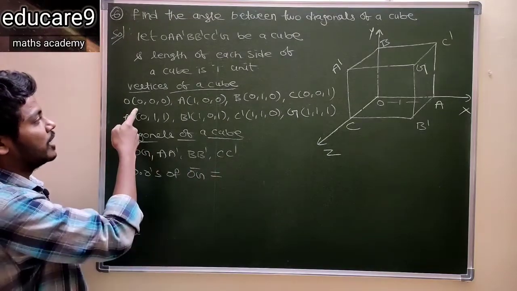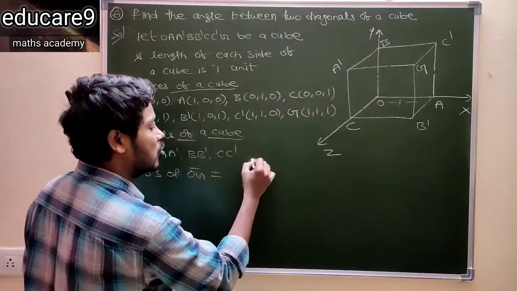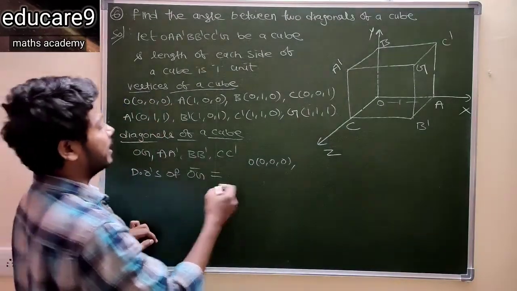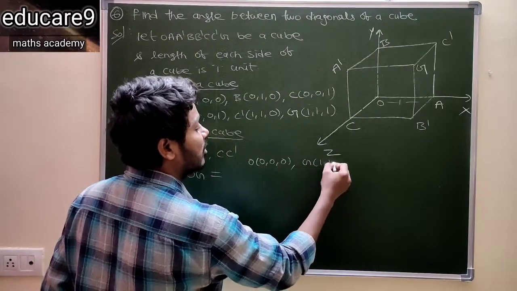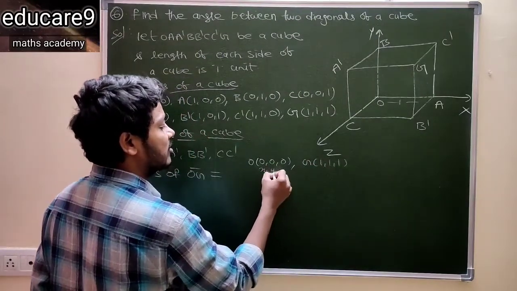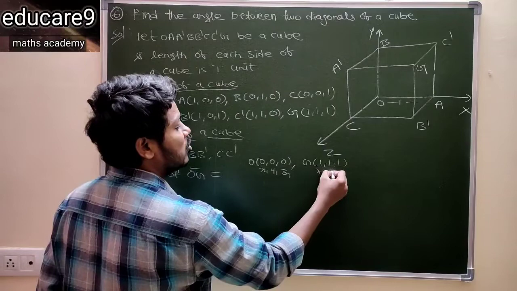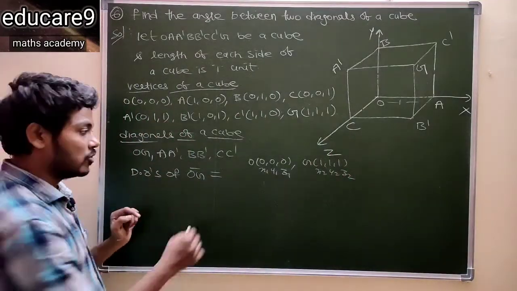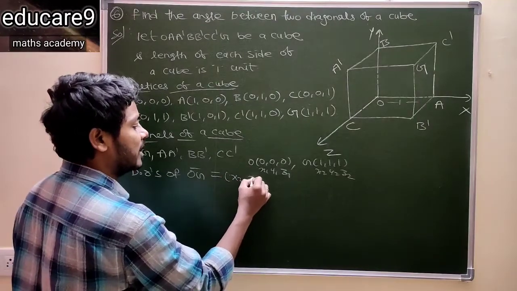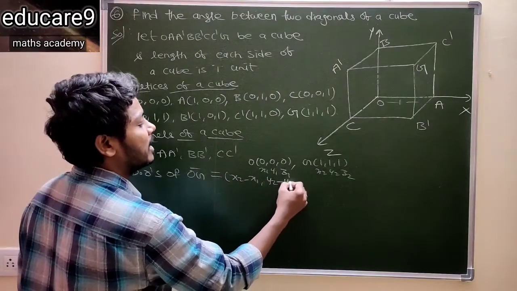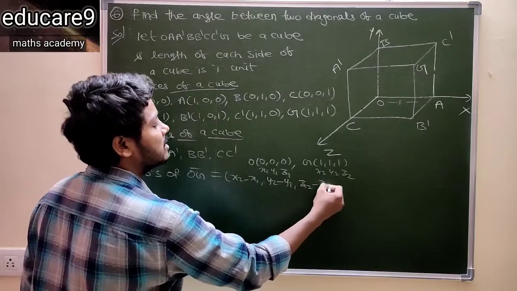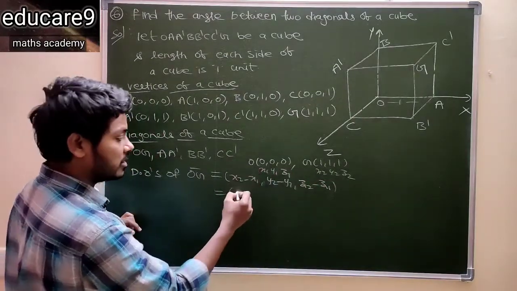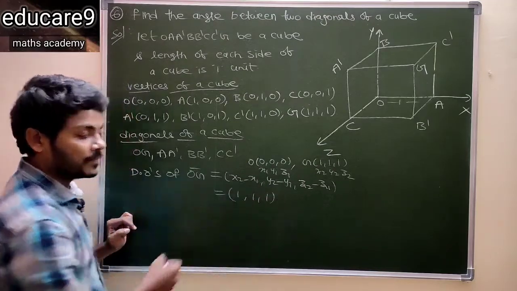See here, O is what? So clearly O point is 0, 0, 0, and G point is 1, 1, 1. So this is x1, y1, z1, x2, y2, z2. If 2 points are given, then DRs of OG is x2 minus x1, y2 minus y1, z2 minus z1. Simply that is x2 minus x1, 1 minus 0. You will get 1, 1, 1.